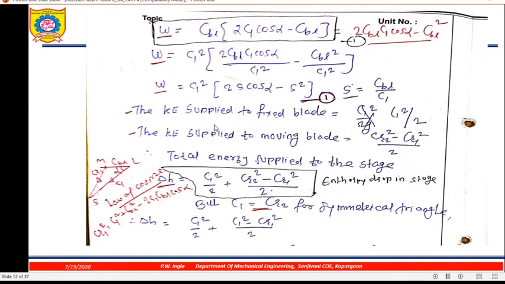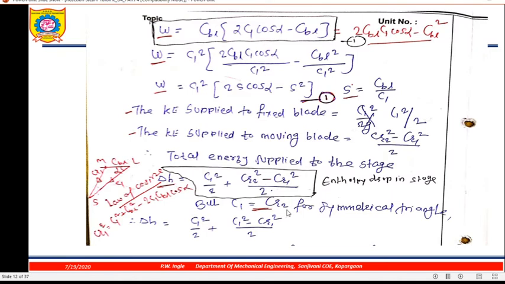Because in a reaction turbine, the partial conversion is taking place in the fixed plate and partial in the moving blade. So the total energy supplied to the stage. What is a stage? It is the arrangement of fixed plate and moving blade. Therefore, the total energy supplied to the stage equals delta H. It is C1 square by 2, that is, the addition of this energy plus this energy. So C1 square by 2 plus (Cr2 square minus Cr1 square) by 2. That is the enthalpy drop in the stage.